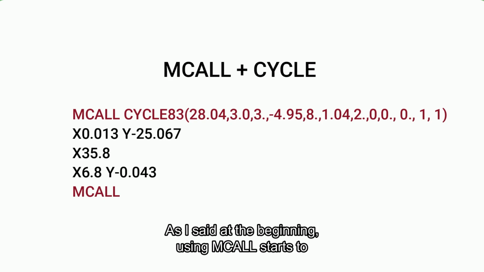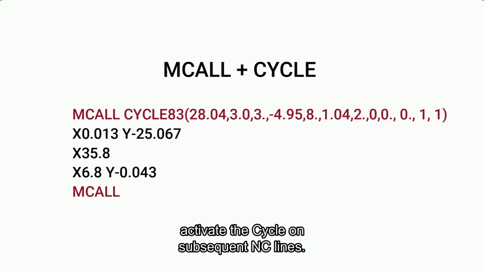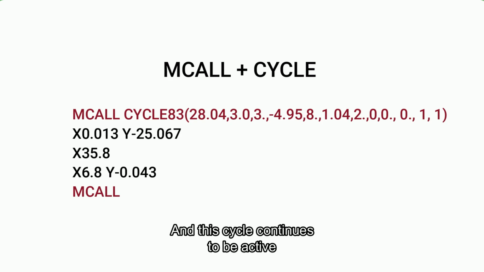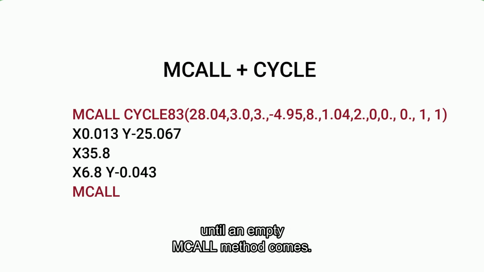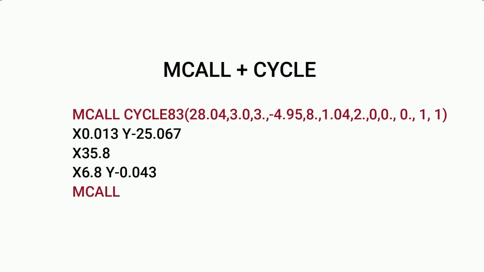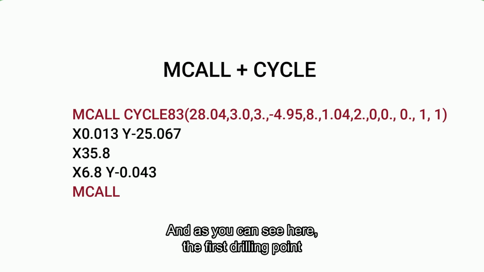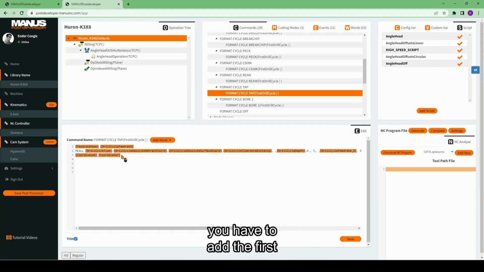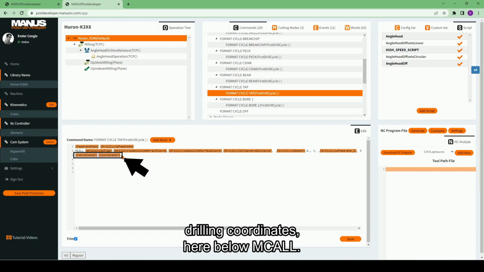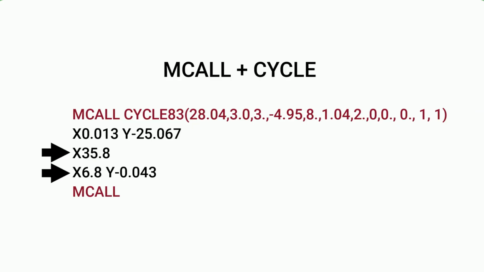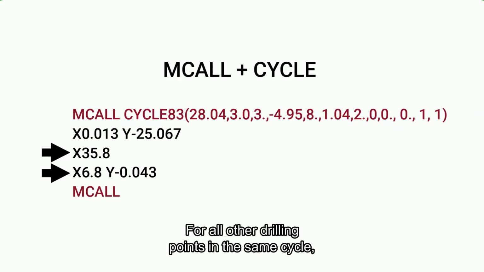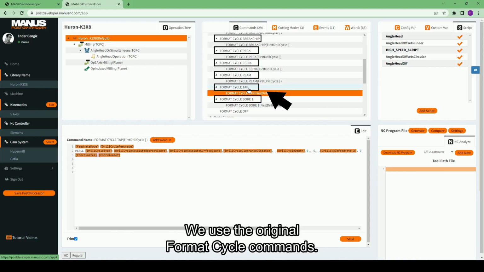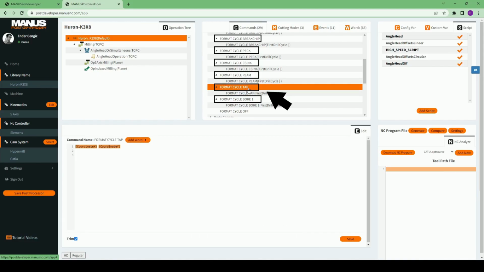As I said at the beginning, using mcall starts to activate the cycle on subsequent NC lines. And this cycle continues to be active until an empty mcall method comes. And as you can see here, the first drilling point is written just below the mcall function. Therefore, in Monospost Developer, you have to add the first drilling coordinates here below mcall. For all other drilling points in the same cycle, we use the original format cycle commands.